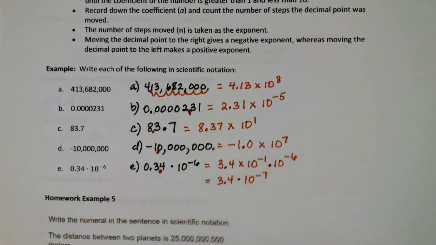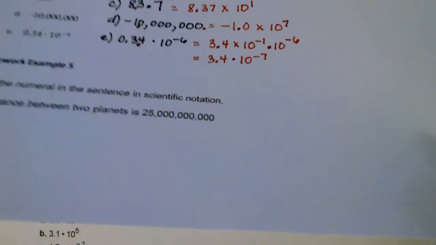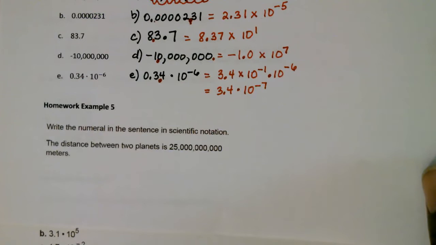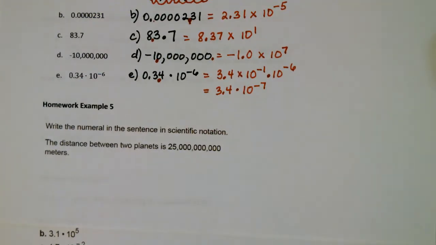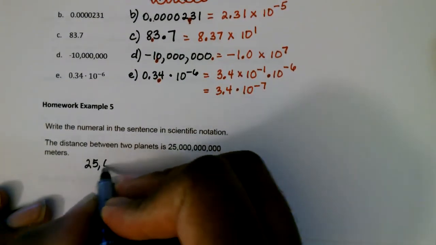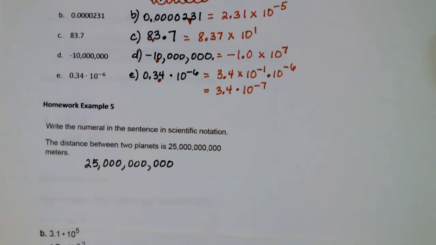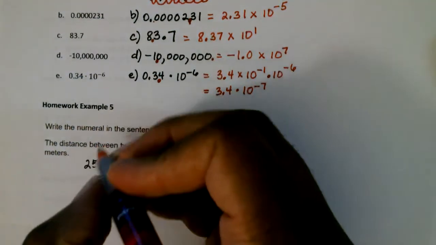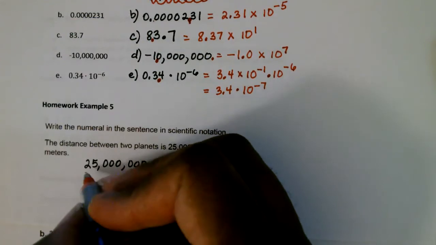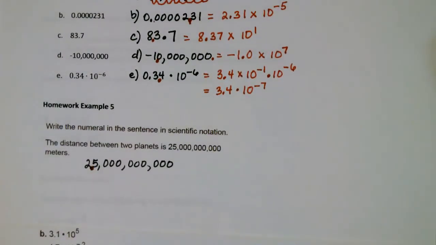Okay. All right, let's look at this example, similar to the homework. The distance between two planets is 25 billion meters. And I want to write that in scientific notation. 25 billion meters. Now we want to write this in scientific notation. It's a whole number, so I need to go ahead and put the decimal point behind the very first non-zero digit in that number. So that decimal point needs to be behind the 2.